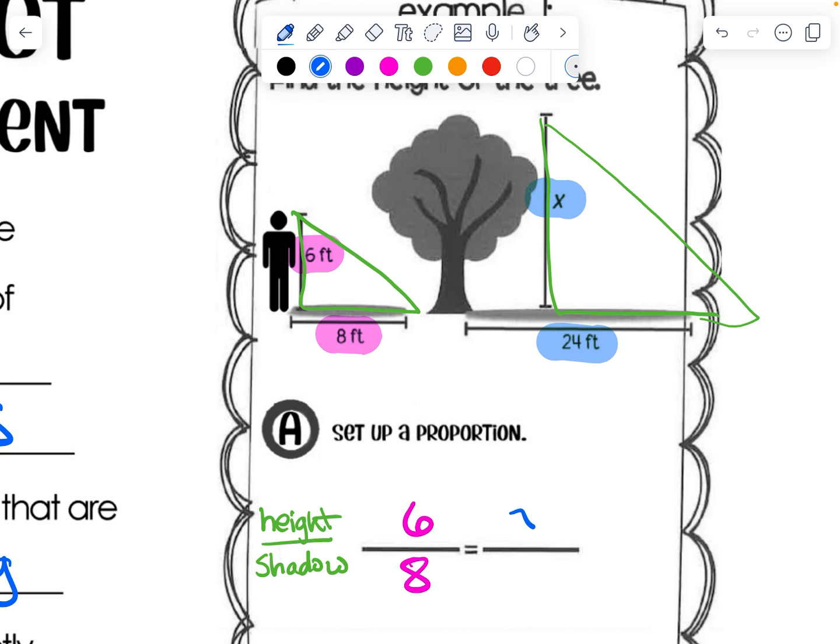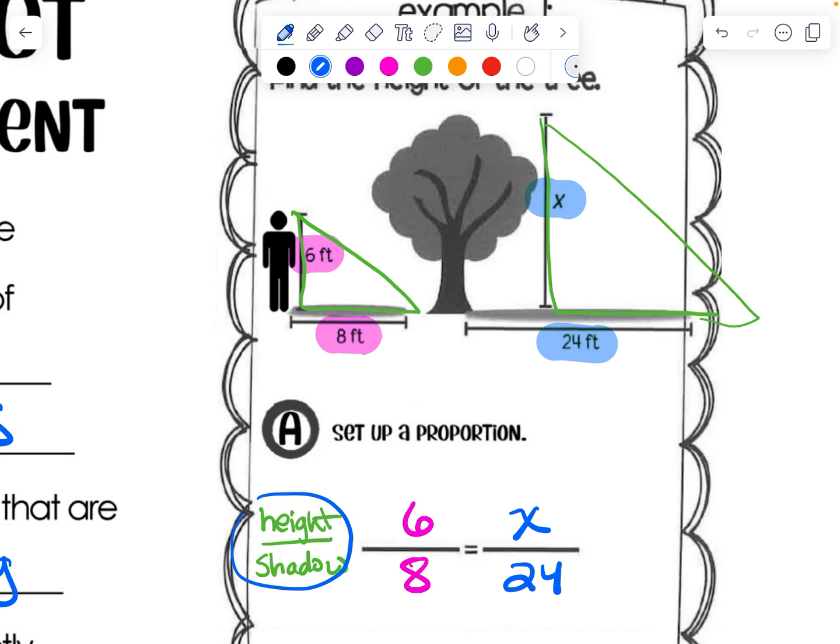So could you do shadow over height? Sure. Could you do height over height, shadow over shadow? Yes. But it just matters that you're consistent and you set both fractions up the same way. I always do height over shadow, and I just keep it the same way every single time I do a problem, so I don't really have to think about what is right.